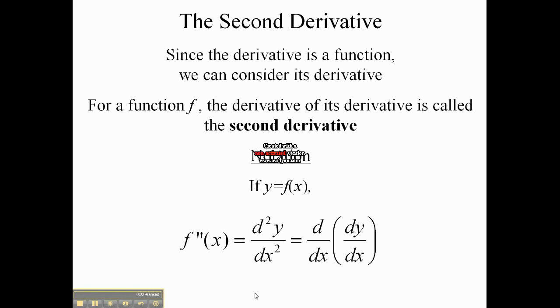Okay, so we're talking about the second derivative. The second derivative is the derivative of the first derivative. So it's the second derivative of the original function. If y equals f of x, then some notations we might use are f double prime of x, d squared y dx squared, or d dx of dy dx, the derivative of the first derivative.